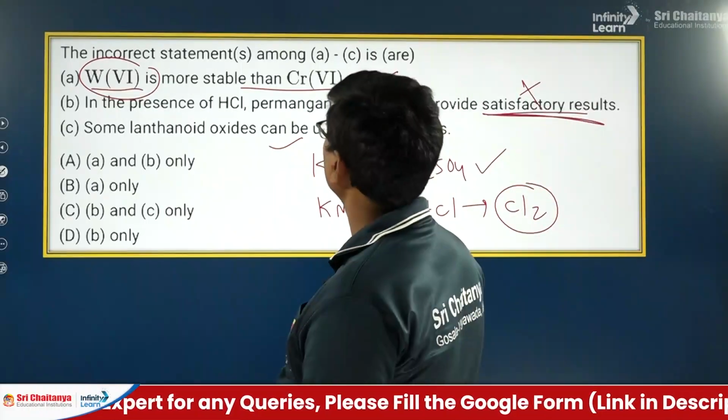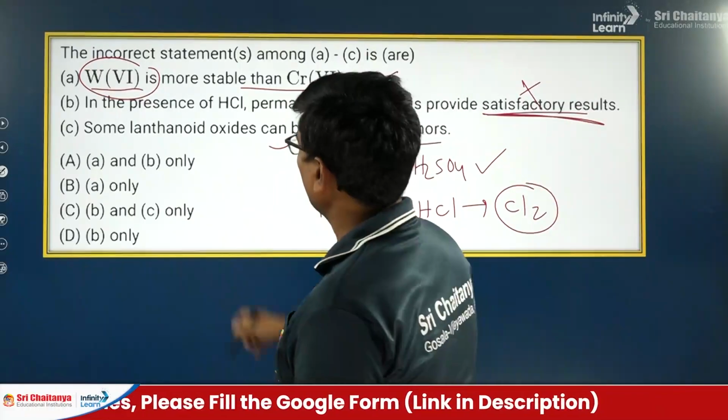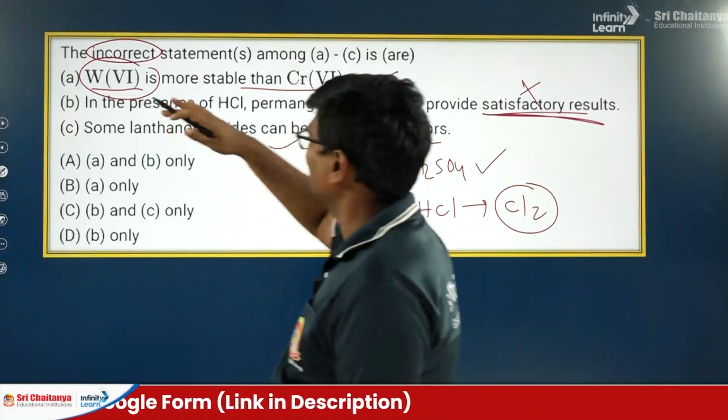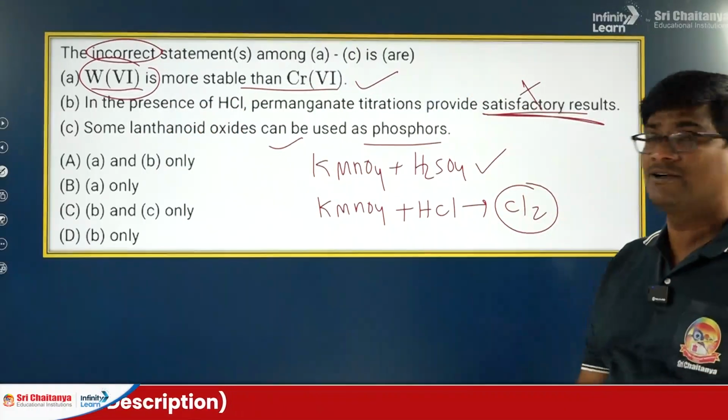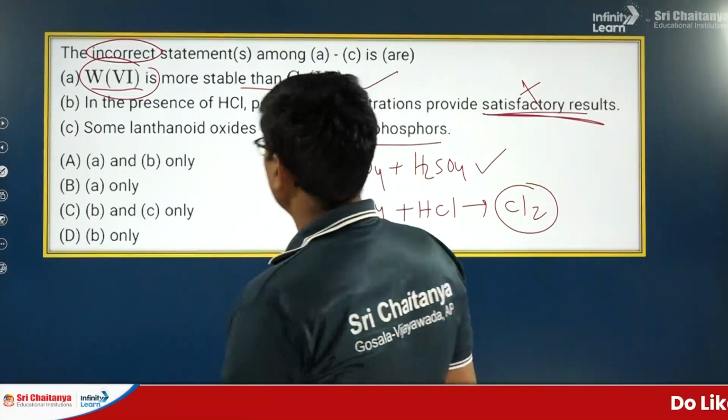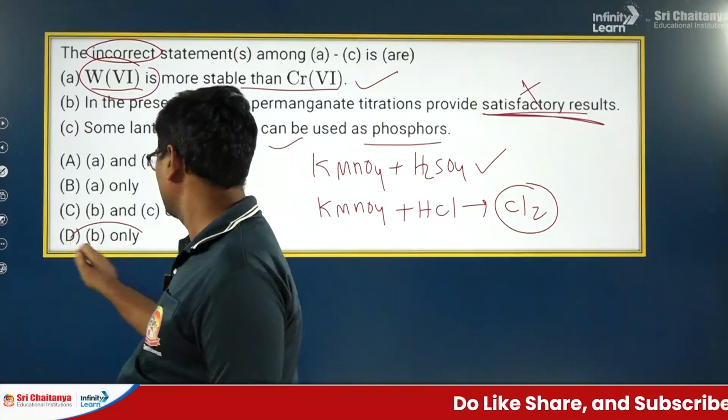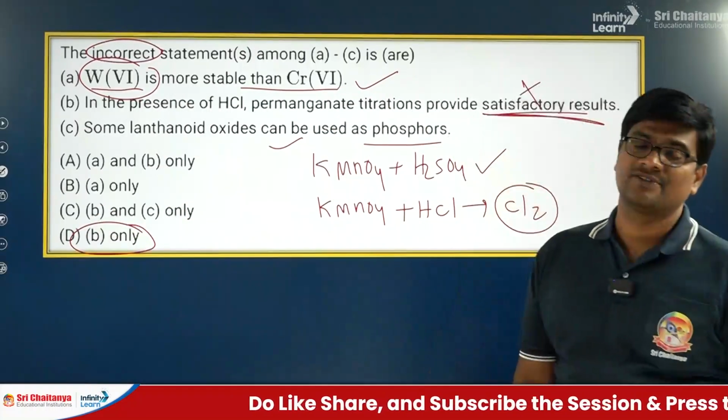Therefore, wait a minute. Some lanthanide oxides. They have asked incorrect statement. Sorry. They have asked incorrect statement among the following A to C. Incorrect statement is here option B. So what is that? Option B only. Let's go for next question.